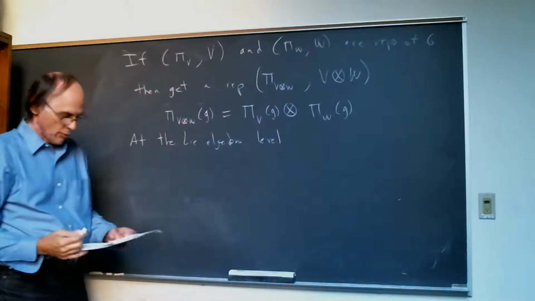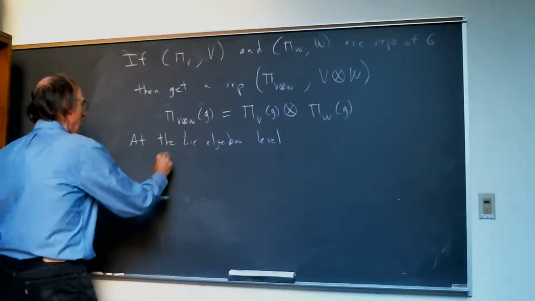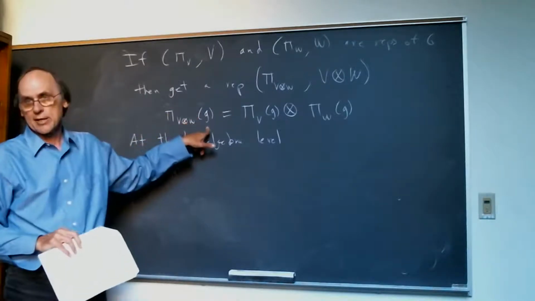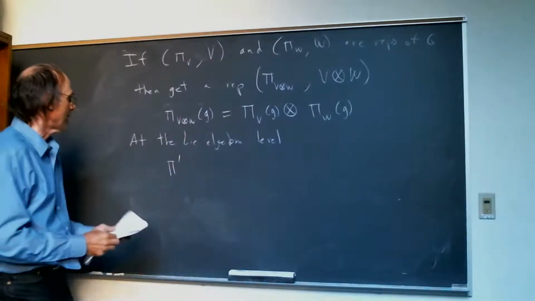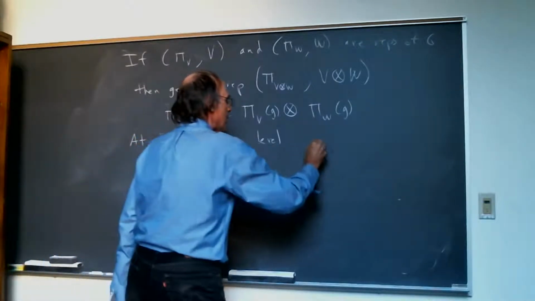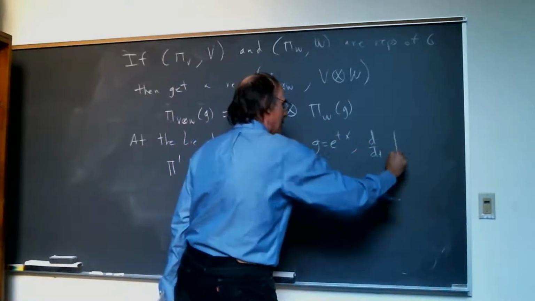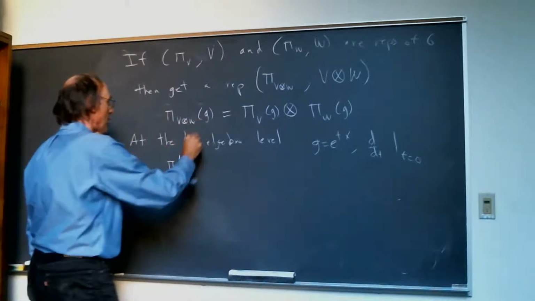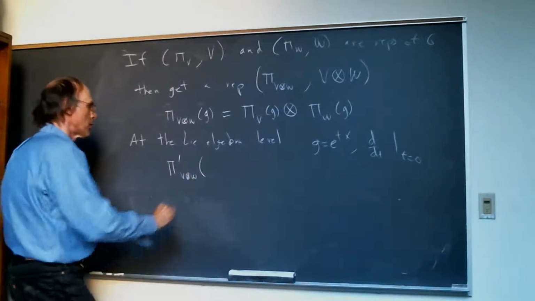So another thing you find is that if you try and write G as e to the tX for X in the Lie algebra, and then take the derivative, in other words, take G equal to e to the tX, take the derivative d/dt at t equal to 0, then at the Lie algebra level you get operators. You get a Lie algebra representation.